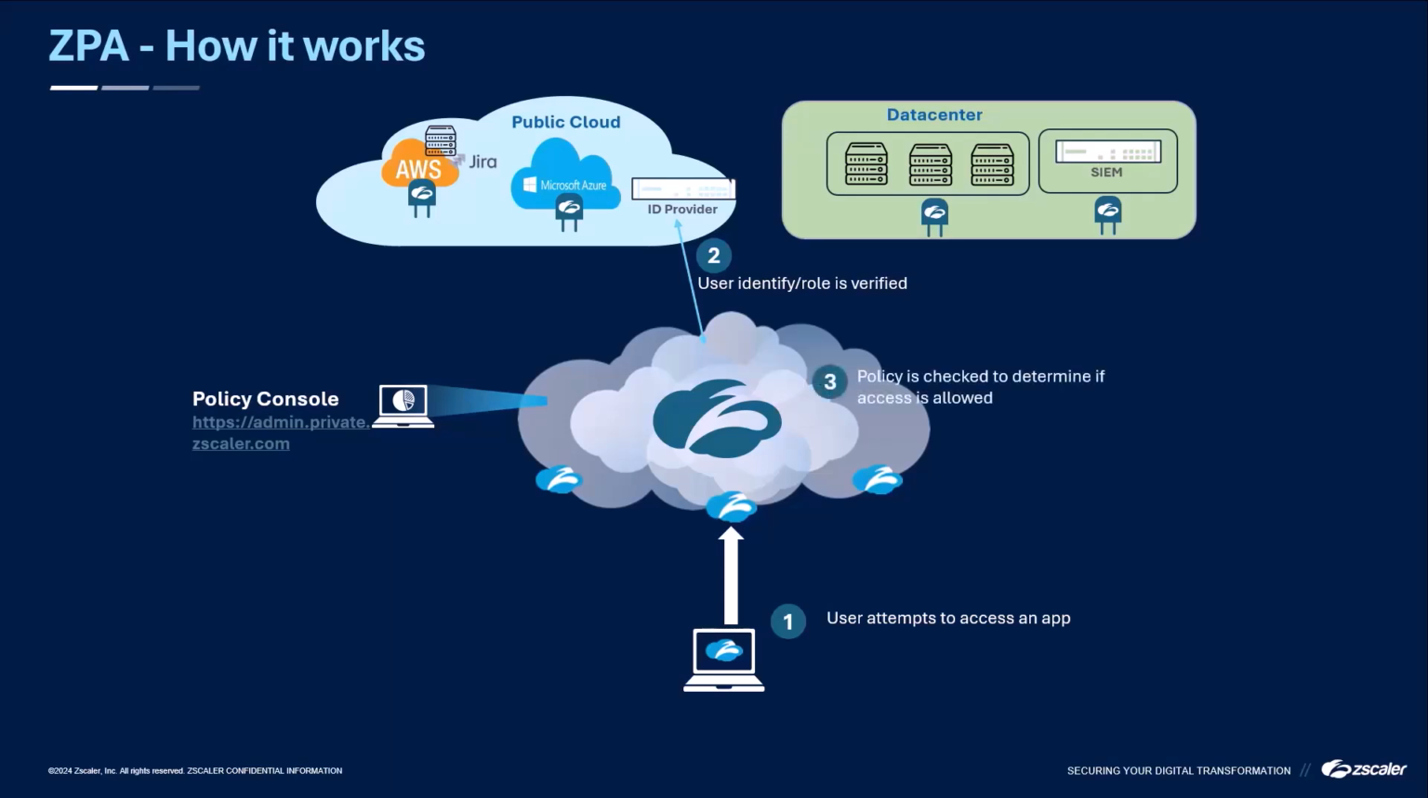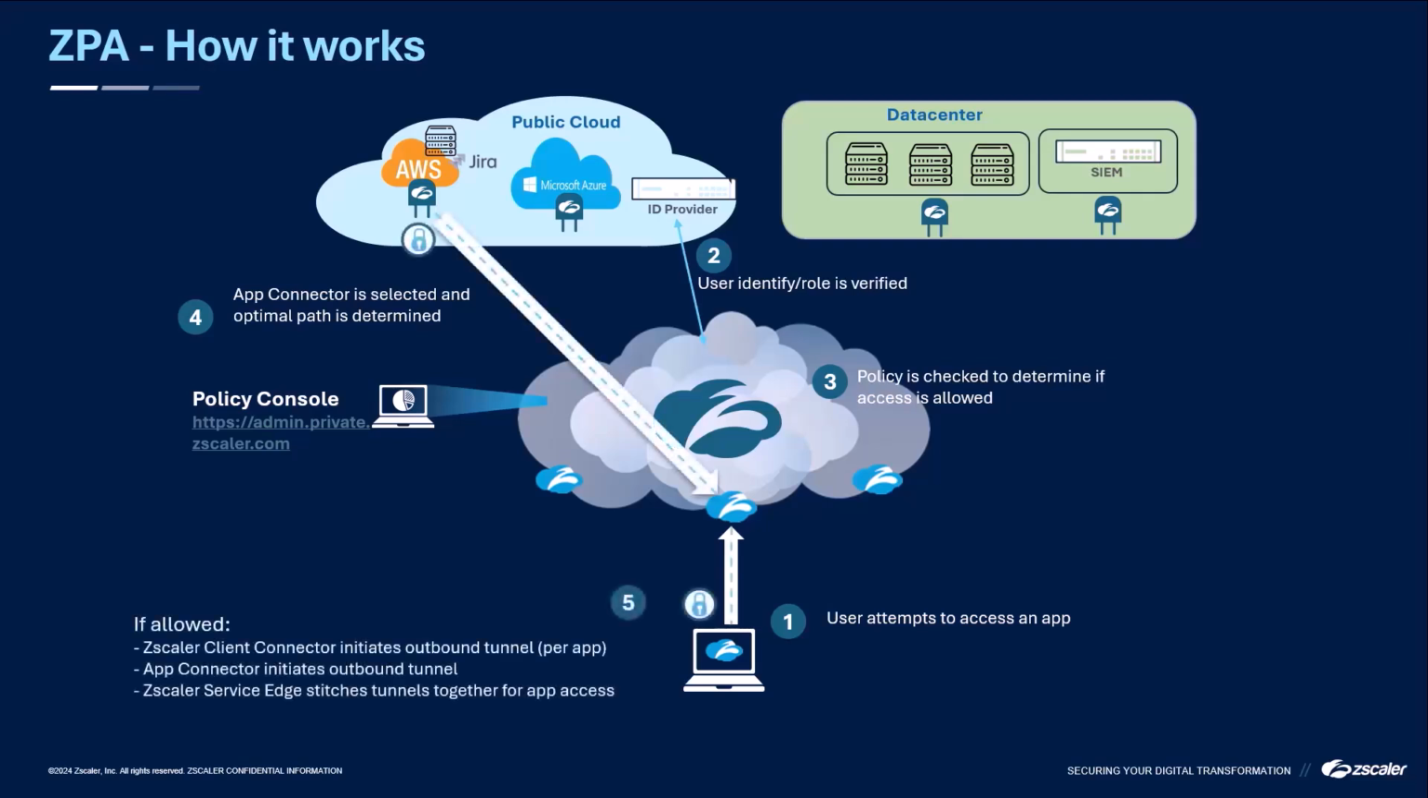Post which, there are policies that determine if access is allowed for a specific user to the application the user is requesting. Post which, there is an app connector, which is connected to the application, for example, AWS in this context. And such an app connector is selected, where an optimal path is directly determined.